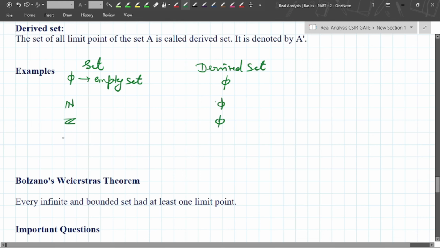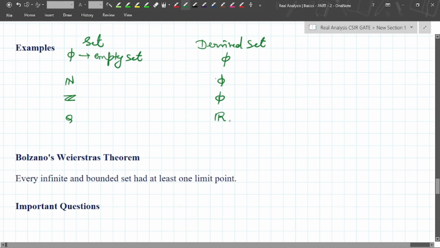For Q, there exist neighborhoods, and the derived set is the real numbers. It means that all the limit points of Q belong to the real numbers. Same for the irrational numbers, the derived set is also the real numbers, and for the real numbers themselves, the derived set, with all limit points, is the real numbers.